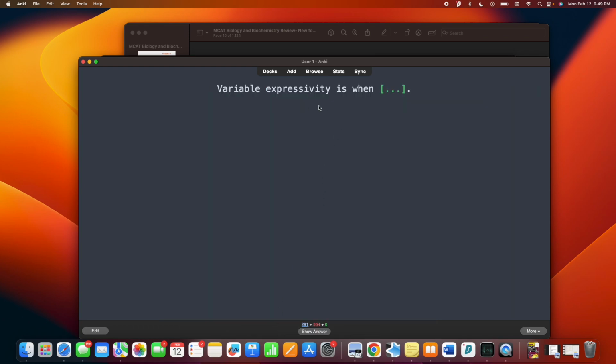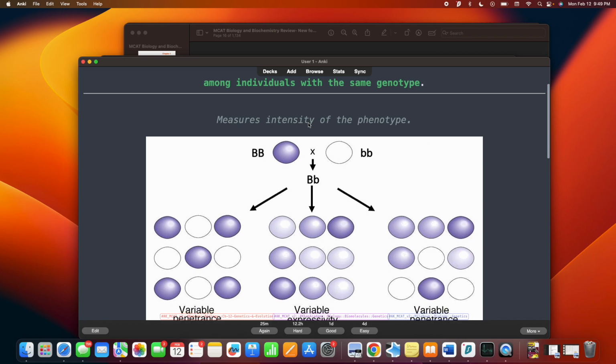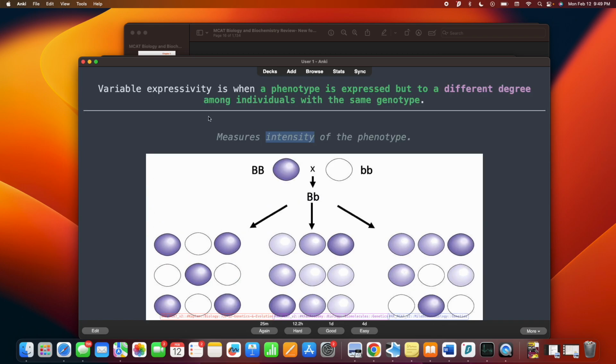Variable expressivity is when what happens? As we just saw, it's when different intensities of the phenotype are expressed, to a different degree among individuals with the same genotype. It measures the intensity of the phenotype. Remember, intensity and expressivity.